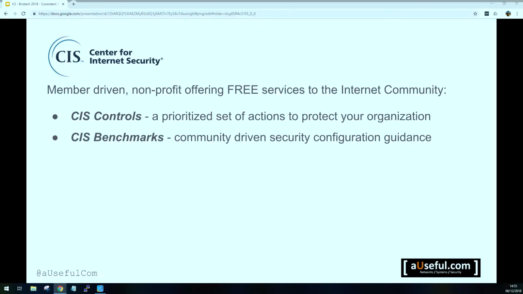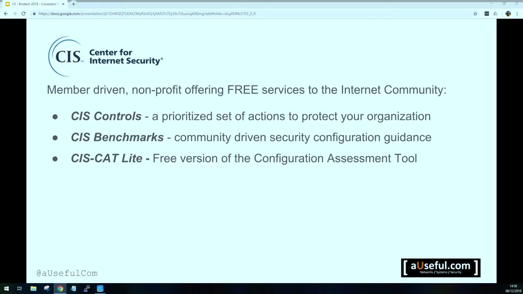The CIS Benchmarks are a community-driven set of hardening standards that are widely accepted as best practice and are written by experts drawn from within the CIS membership community in conjunction with the wider membership. And before they get published, they go through a strict consensus process. And again, we'll look at some specifics of benchmarks in a moment.